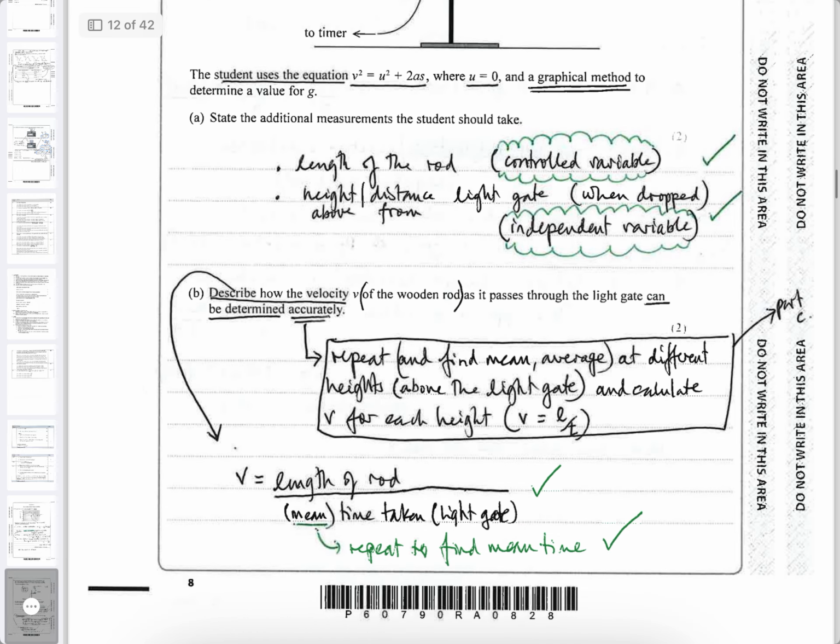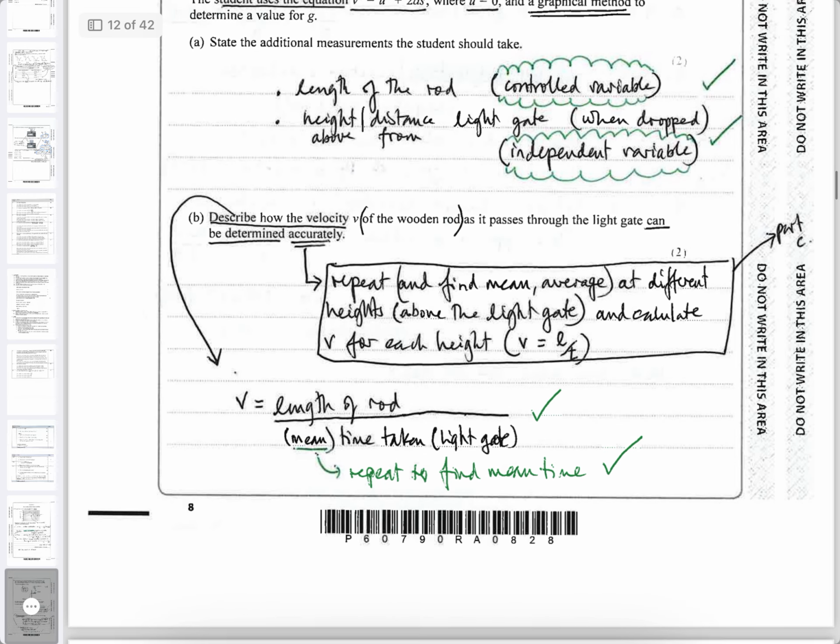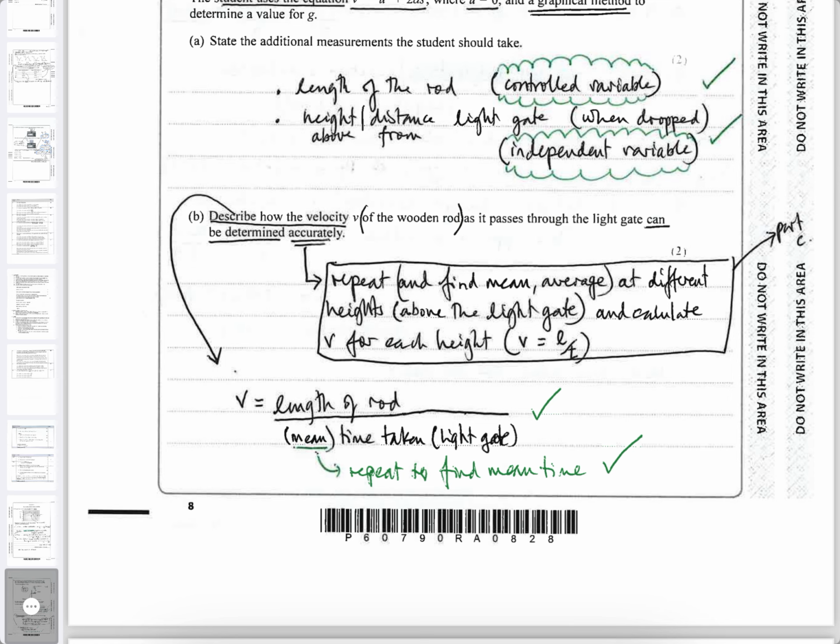I then made a mistake here. I've written the answer to part C. I started writing it here by mistake. So the first thing in a box should be, ignore that, that's in part C. We'll look at it in a minute. It says, describe how the velocity of the wooden rod as it passes through the light gate can be determined accurately. So I went straight to planning the experiment rather than explaining the part here.